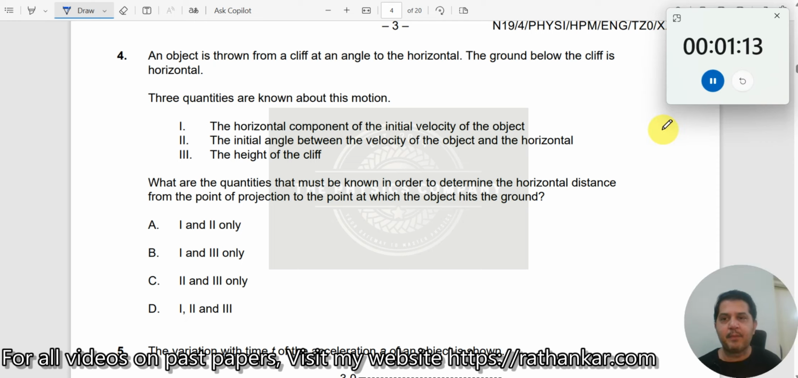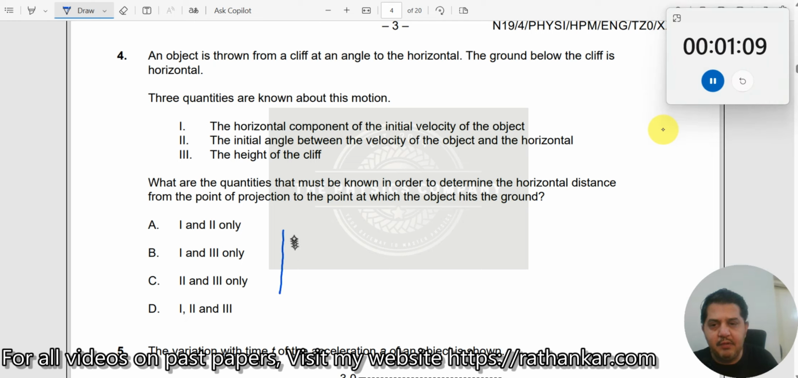Question number 4. An object is thrown from a cliff at an angle to the horizontal. So what you are doing, you are standing on a cliff and you are throwing at an angle to the horizontal, right? The ground below the cliff is horizontal. Three quantities are known about this motion.